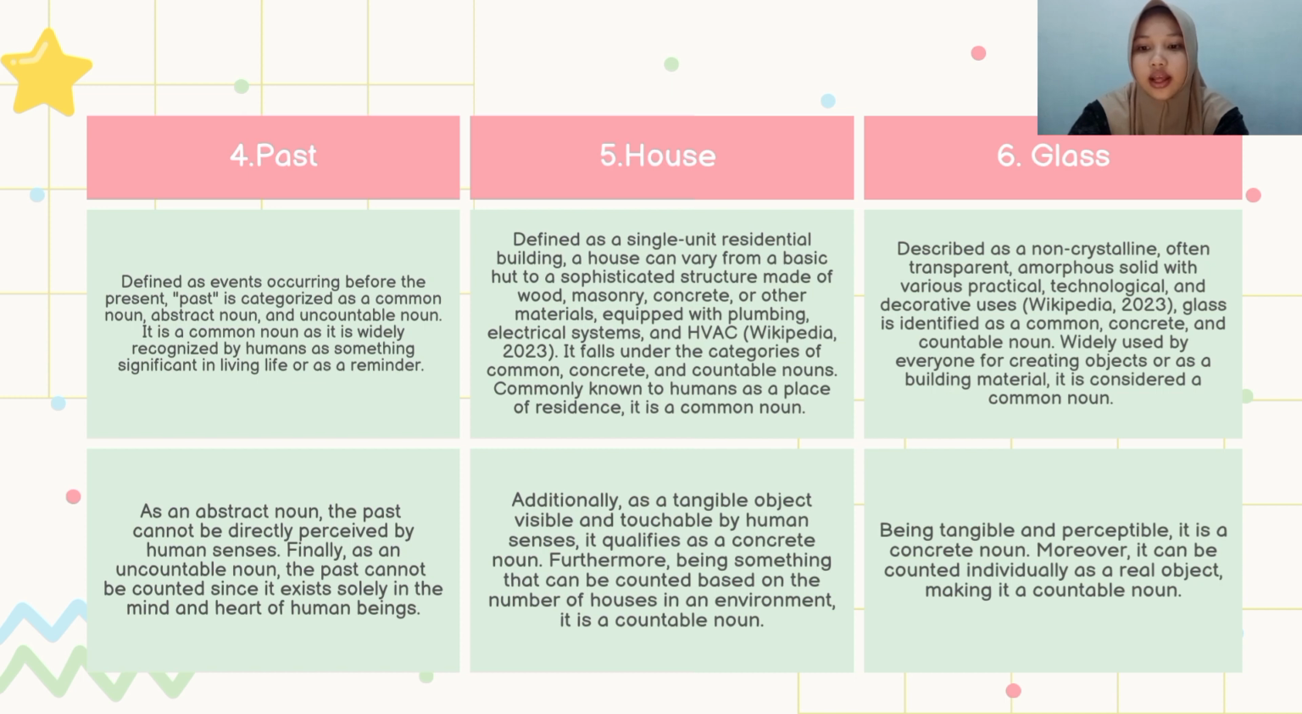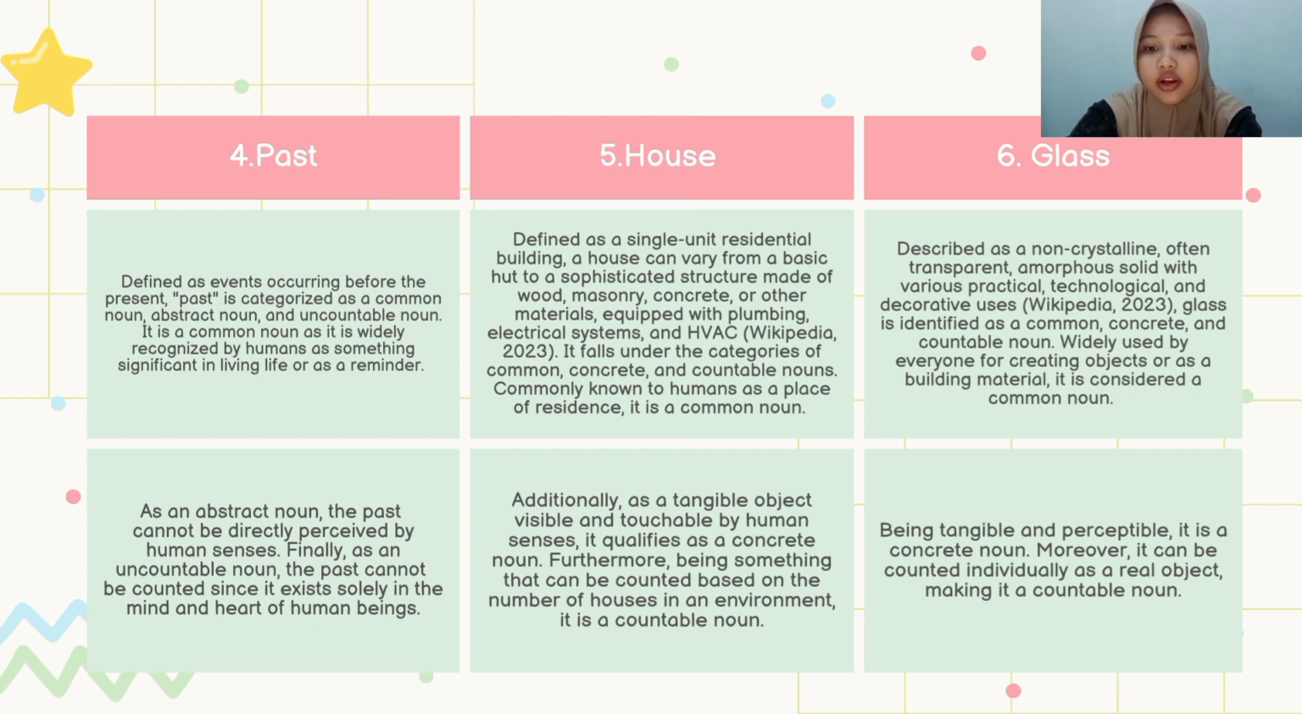Fast is categorized as a common noun, abstract noun, and uncountable noun. It is a common noun as it is widely recognized by humans as something significant in living life or as a reminder. As an abstract noun, the fast cannot be directly perceived by human sense. Finally, as an uncountable noun, the fast cannot be counted since it exists solely in the mind and heart of human beings.